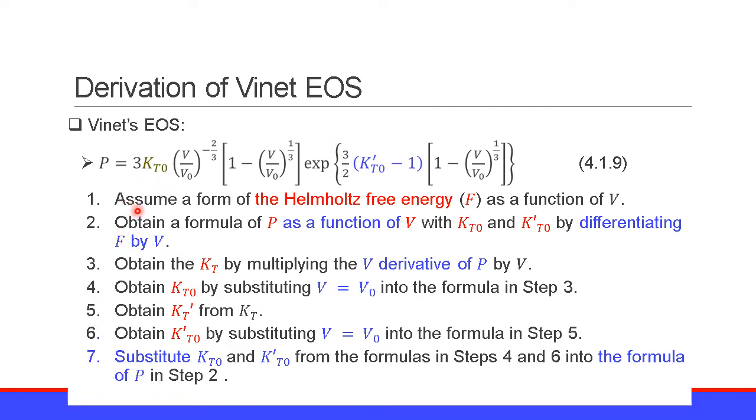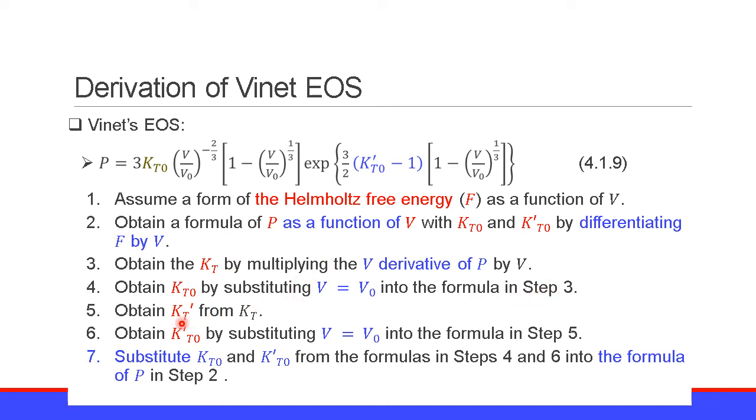First, we assume a form of Helmholtz free energy as a function of volume. Then, we obtain a formula of pressure as a function of volume V with KT0 and KT0 prime by differentiating Helmholtz free energy by volume. We obtain KT by multiplying the volume derivative of pressure by volume, and obtain KT0 by substituting V equal V0 into the formula of step 3.